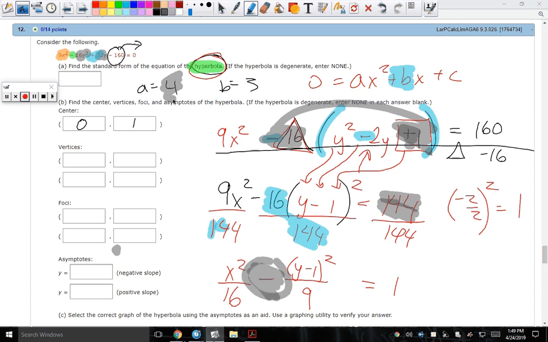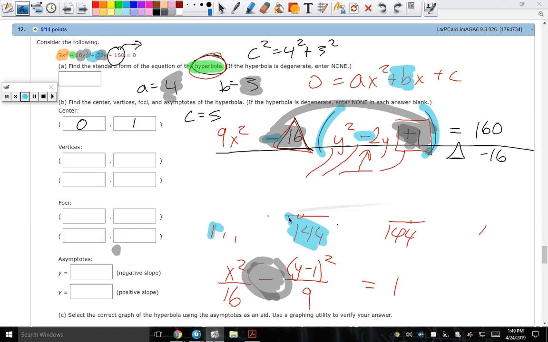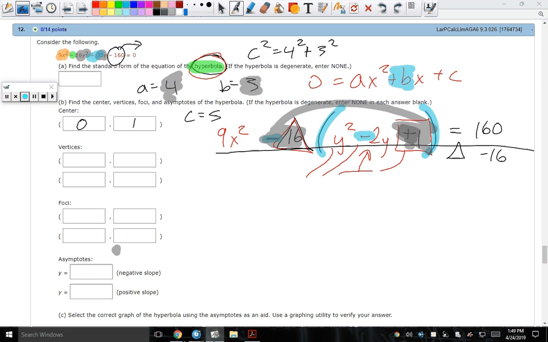So let's take these A and B values. So it would be 4 squared plus 3 squared. Can someone tell me what C is going to look like? 5. It's a 3, 4, 5 right triangle. So C is 5. Here's where I suggest you should start sketching some. You should start looking at what this graph is going to look like so that you can get all the other pieces very easily by a picture. So here we go. The center is 0, 1.